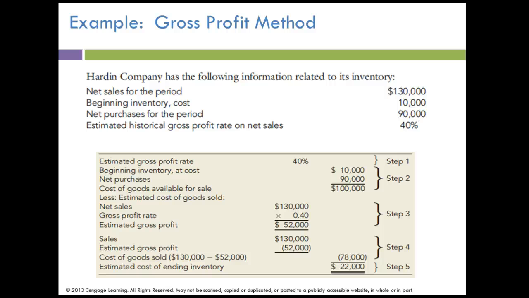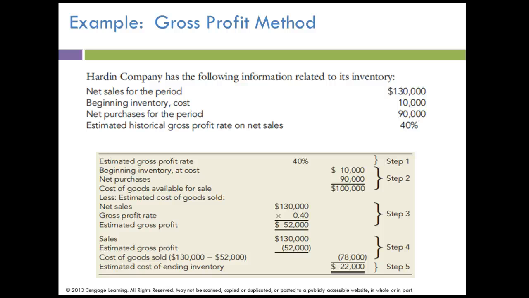So we see the historical profit rate of 40%. We're going to take our beginning inventory plus our purchases, come up with all our cost of goods. They give us what our net sales are. We'll multiply that times what we know the gross profit rate to be to determine what our estimated gross profit is. If we take our sales minus our gross profit, we know that's going to be our cost of goods sold. The difference of cost of goods available minus our cost of goods sold will be our ending inventory.